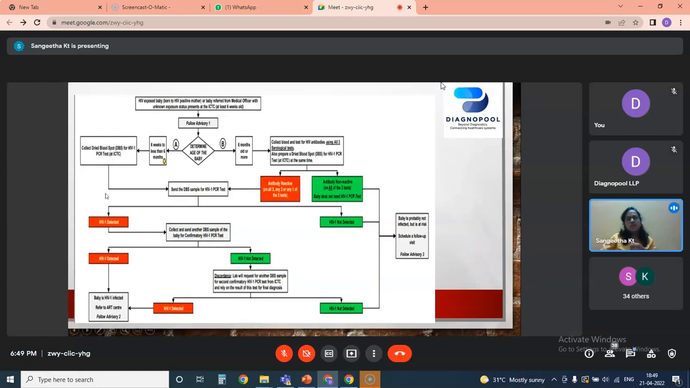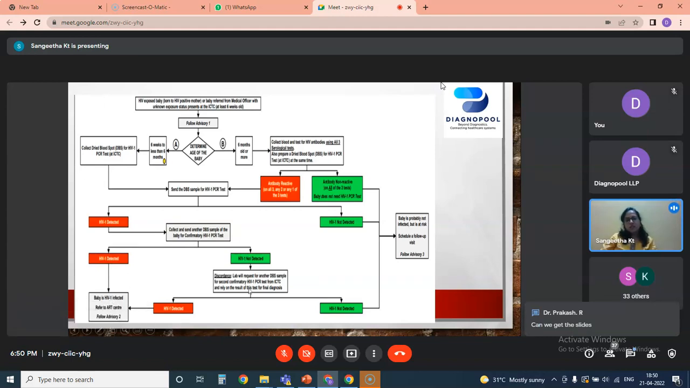It is very useful for infants because it is very easy to collect. Just prick the heel and take a little bit of blood on a Whatman filter paper, then allow it to dry for 4 hours. It can be transmitted in a Ziploc pouch to the center which is doing the DNA test. If HIV is detected, it is positive. If it is positive, you collect one more dried blood spot sample for confirmatory HIV PCR. Again do the PCR, and if it is detected, the baby is declared HIV positive.